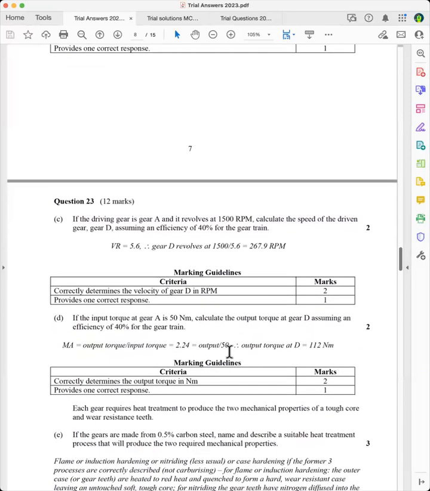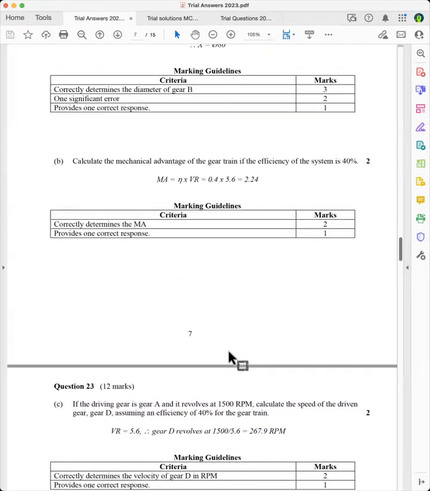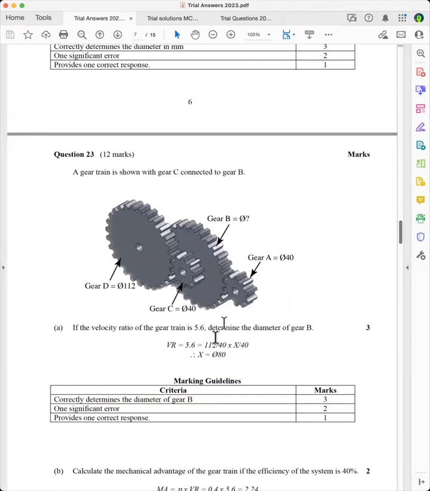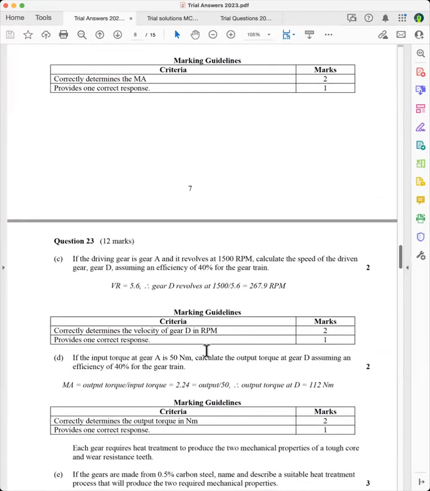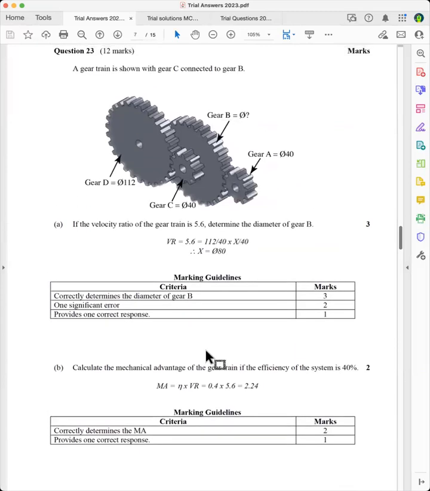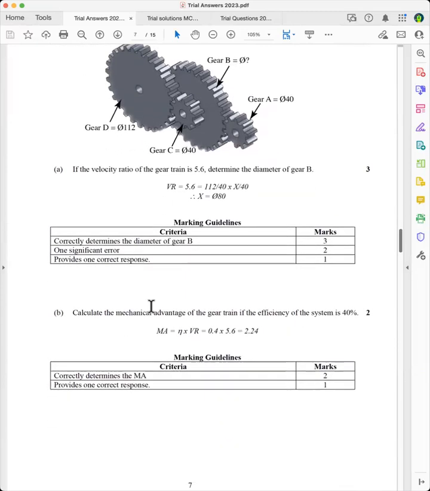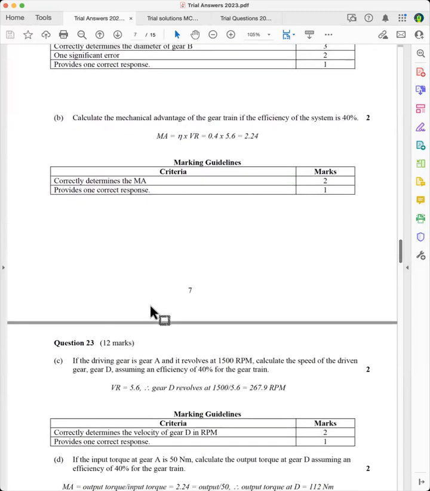If the driving gear is gear A, so let's have a look at gear A. Here's gear A here. The driving gear is gear A and it revolves at 1500 revs per minute. Calculate the speed of the driven gear D. Have a look at D. D is right at the end. That's this one here. Assuming an efficiency of 40% for the gear train.